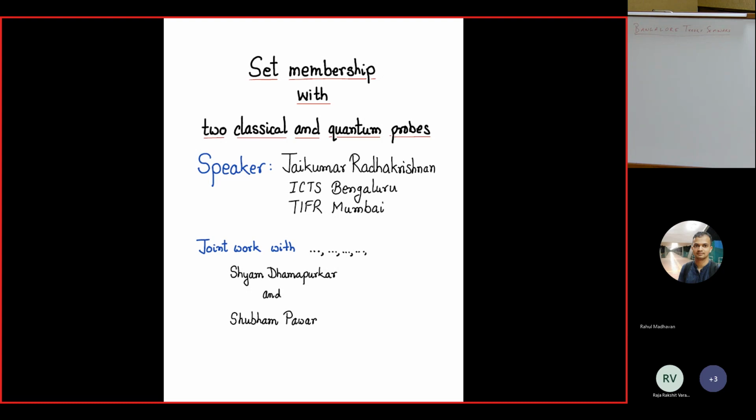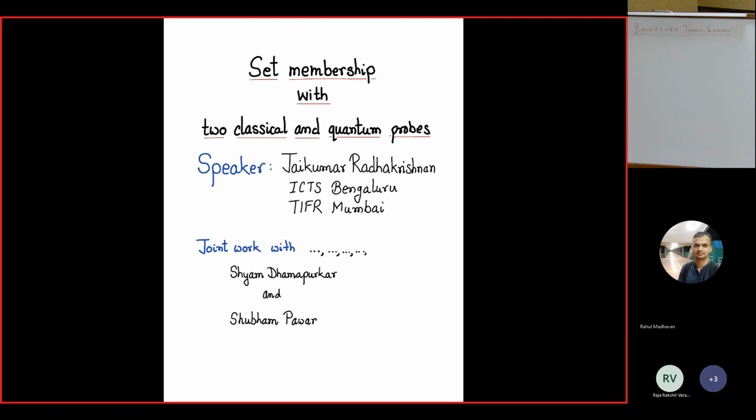I'm going to talk about an old problem. Been looking at it for almost 20 years now, with little progress here and there. So today I'm calling the talk Set Membership with two classical and quantum probes. There are versions of this work where the 2 is replaced by a t, where t is some larger number. But the main results today will be for t equals 2.